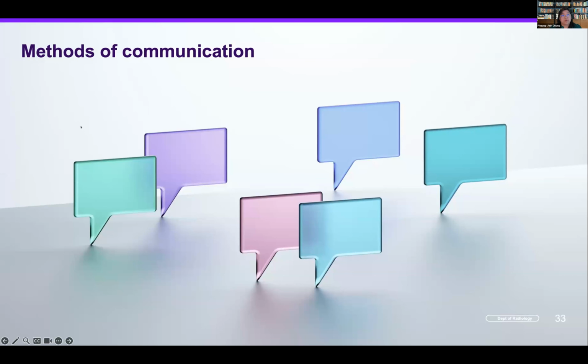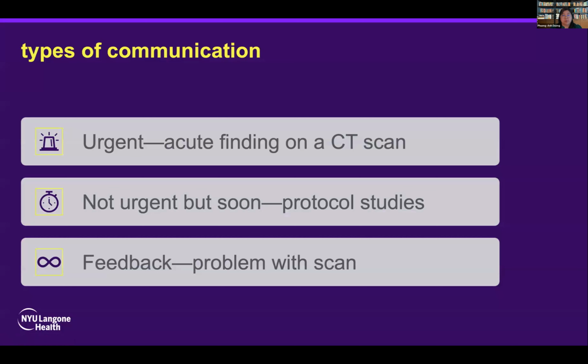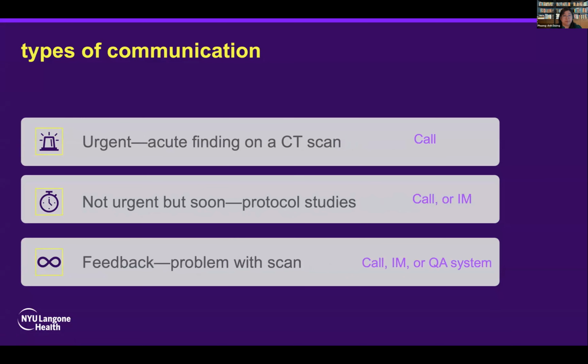So, different methods of communication: what ways can we communicate with people? We talked about urgent communication, such as an acute finding, which requires a call. But there are also non-urgent issues like protocoling a study. You might want to make a call for that, but you could also do some instant messaging. A lot of places have some kind of instant message system. Make sure that it is HIPAA compliant if you're going to use it.